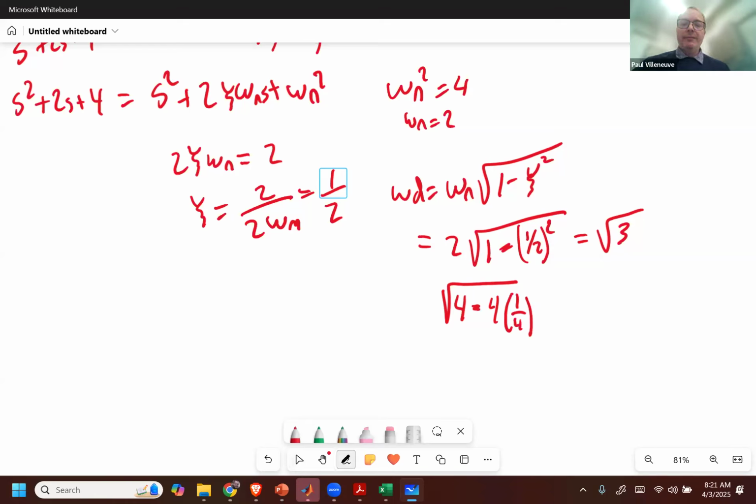That's 1/4. That's equal to 4 minus 1, which is equal to the square root of 3, if you want to do it perfect. And that's it for the tests.